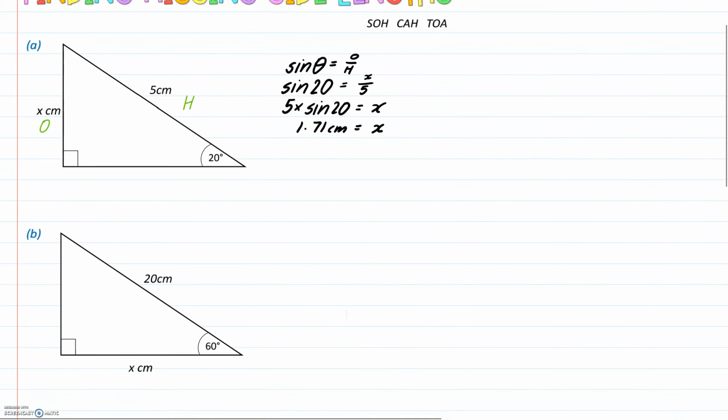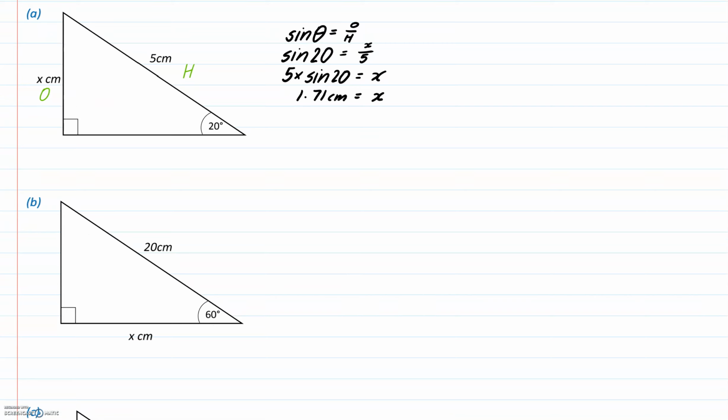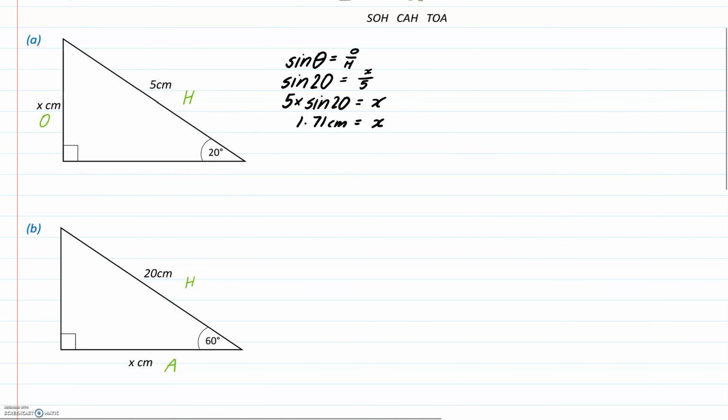So now let's have a look at B. Same thing, we're going to start by labelling our sides. So we know that 20 is directly opposite the right angle, which makes it the hypotenuse. And x centimetres is next to the 60 degrees, which makes it the adjacent side. If I scroll back up to see our SOHCAHTOA, we can tell because we have adjacent and hypotenuse that we need to use cos theta. So cos theta is equal to adjacent over hypotenuse. So that's step 1 and 2 done.